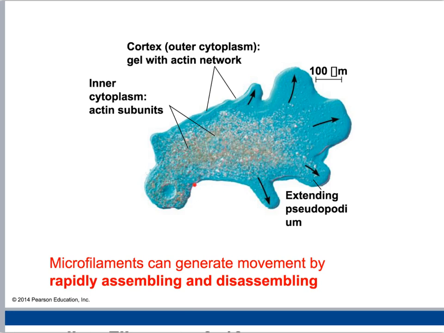The microfilaments that are present in the back part of this cell then would depolymerize, which means they would break down, disassemble, and allow this part of the cell to move forward. So moving forward is caused by the assembly of these microfilaments, and the back part is moved forward as the microfilaments are disassembled there.